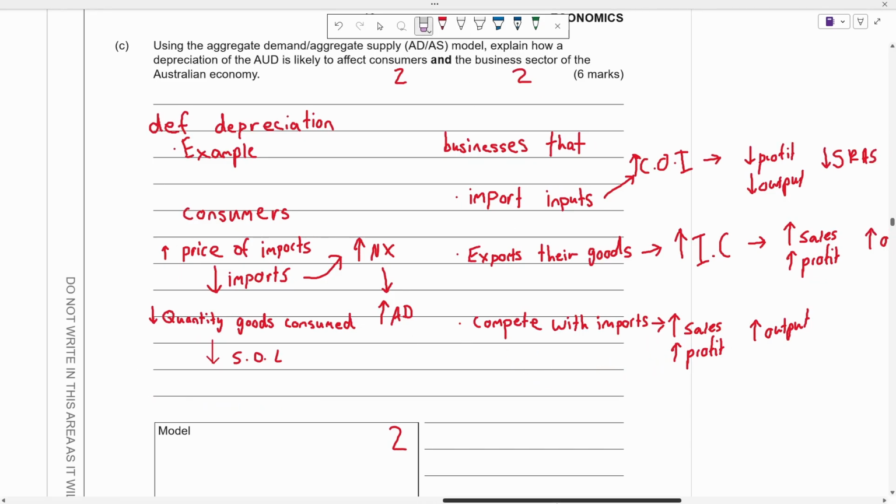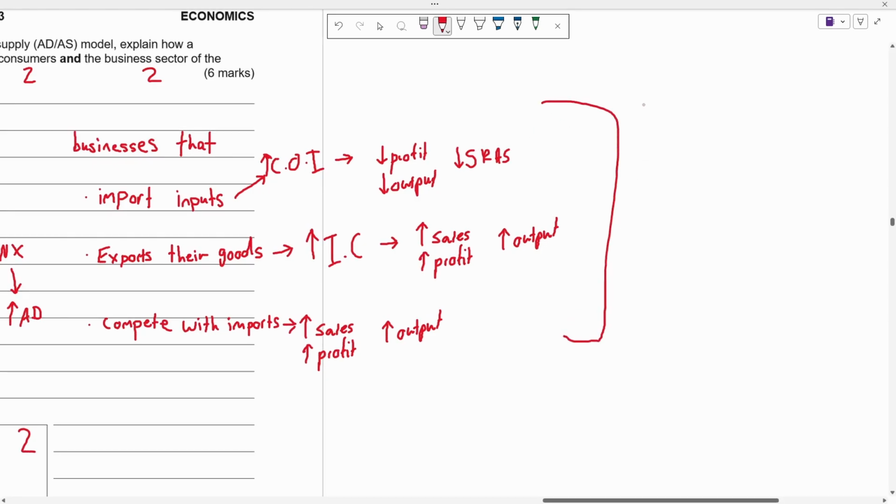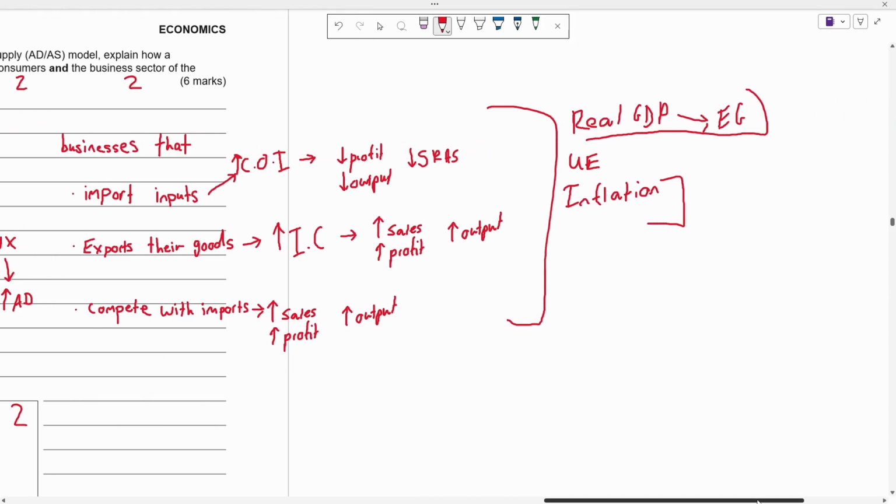Now, after you talk about all of this, you can then talk about the macroeconomic effects. So you could talk about real GDP. And then you could also talk about economic growth, which is pretty much the same thing. You could also talk about the unemployment rate and inflation, which is just the price level pretty much. Now, I'll be talking about real GDP, economic growth, and inflation as they are part of the model. And if I talked about unemployment, well, I wouldn't have enough room.